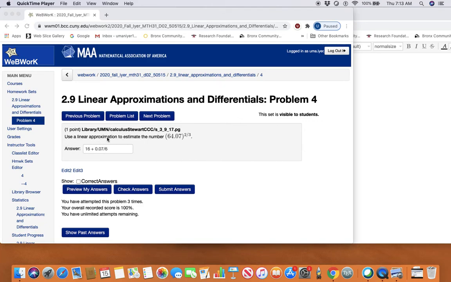Problem 4. Use linear approximation to estimate this value. So you see, power 2/3 means cube root and square. So of 64.07. Let's look for a number whose cube root you can find, which is close to 64.07. 64, cube root of 64 is 4. So that's a good close enough number, 64. So keep that in mind.